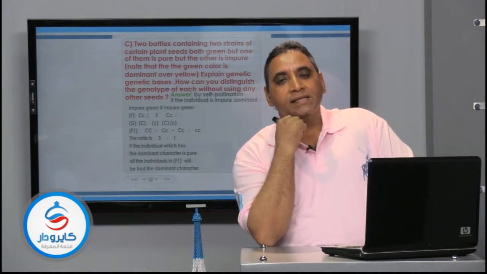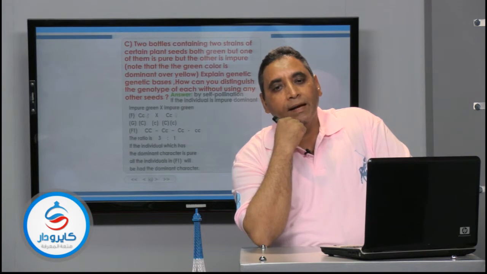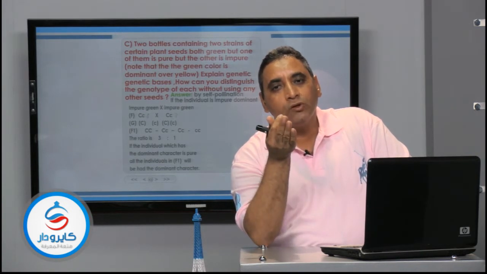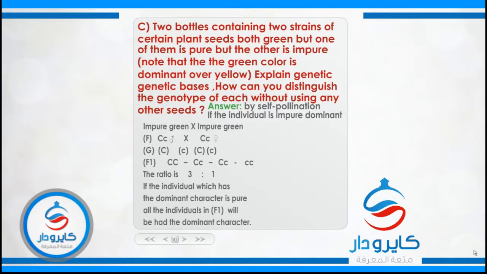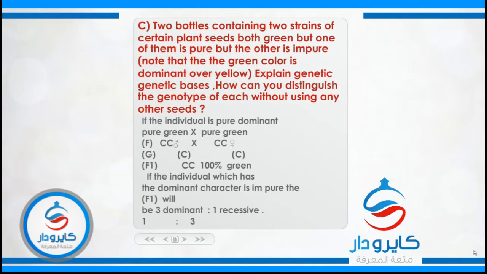But if self-pollination takes place in the case of capital C small c and capital C small c, that's self-pollination of the same individual. In the case of the impure individual, that will form offspring 3 to 1. But if the individual is pure, that means all the individuals produced are green or dominant. So the result of the self-pollination of the individuals will indicate the genotype of the individual. If all the individuals are green, that means the genotype is pure. But if the individual is impure, that will produce 3 dominant to 1 recessive.